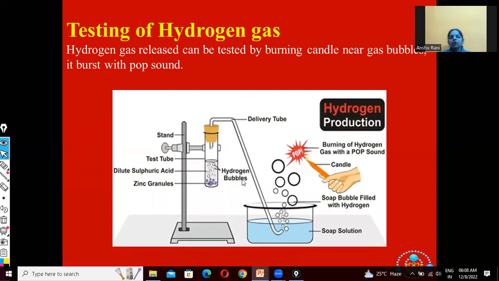This is the reaction you can perform. You take a test tube, put zinc granules in it, and add acid, liberating hydrogen gas. You can collect this hydrogen gas in soap solution. When bubbles start coming out, bring a burning matchstick near the mouth of the test tube. It will burn with a popping sound. The popping sound is confirmation of hydrogen gas.